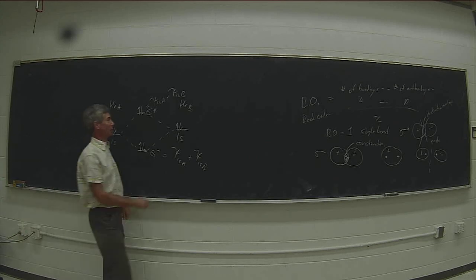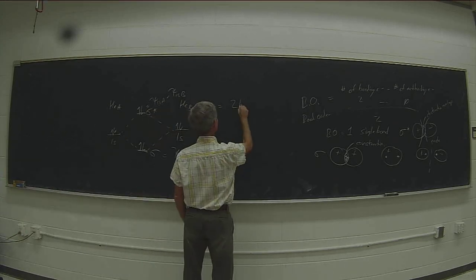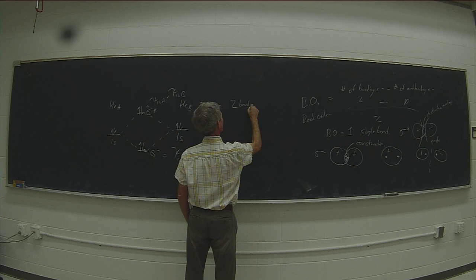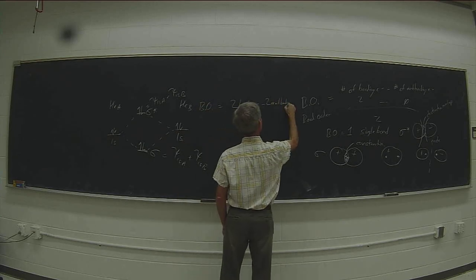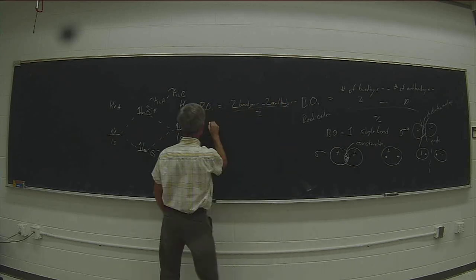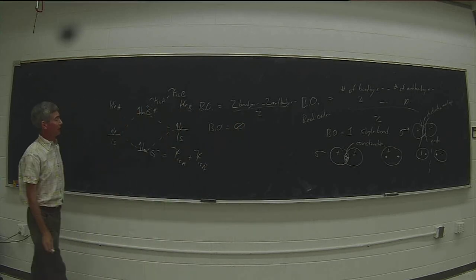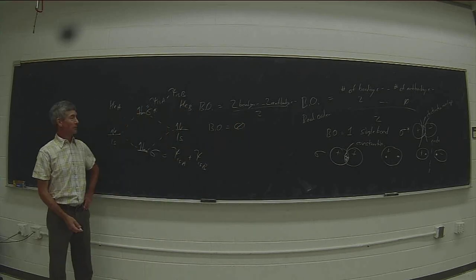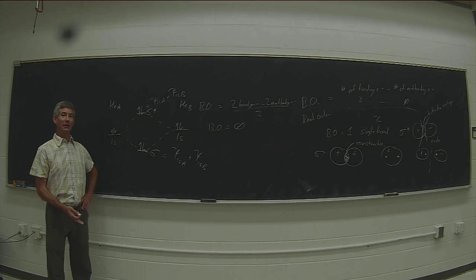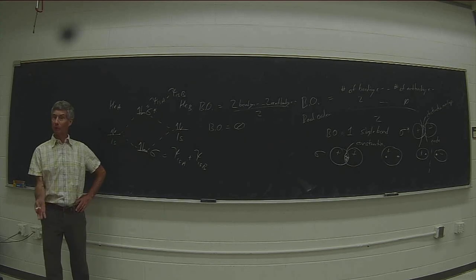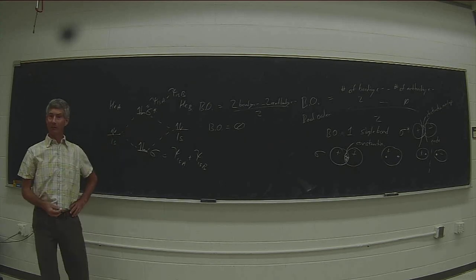You'll notice our bond order is now equal to 2 bonding electrons minus 2 antibonding electrons divided by 2. That's a bond order of 0. There's no energetic benefit for helium to form a diatomic versus staying isolated atoms. So helium doesn't form a diatomic. It's a noble gas that exists as single helium atoms in the atmosphere.